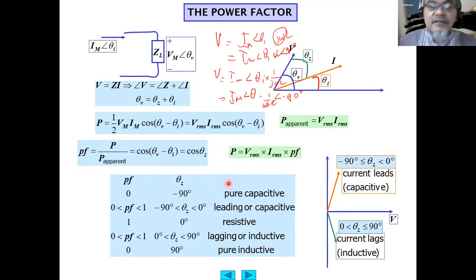And that is for leading, or capacitive. Then if it is lagging, or inductive, when the current is lagging the voltage, then theta Z is between 0 and 90 degrees. And if it is completely pure inductive, the power is also 0, cosine 90 degrees.